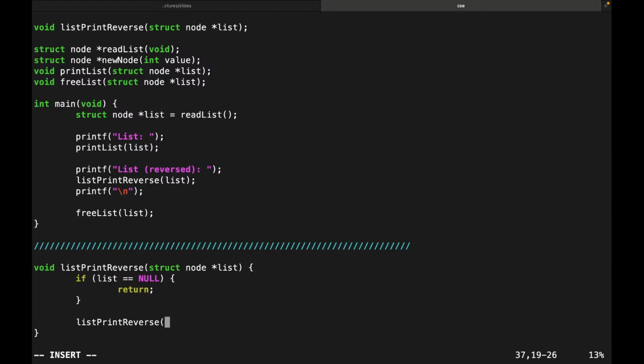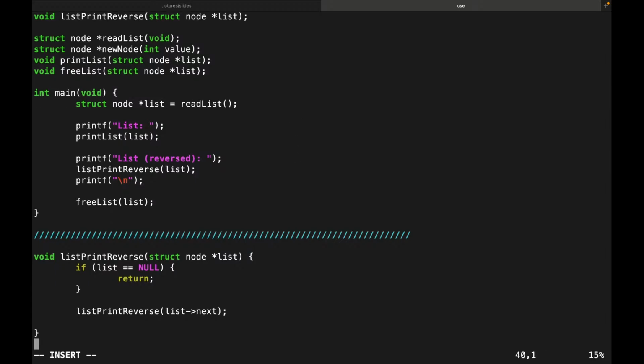So the thought process here is, in order to print out a list in reverse recursively, how can I do that in terms of printing out the rest of the list recursively? If I print out the rest of the list recursively in reverse, and then I print out the first value, then I have printed out the entire list in reverse. You have to think about it logically, and logically that checks out. So what we do is we print out the rest of the list in reverse, then we print out the first value.